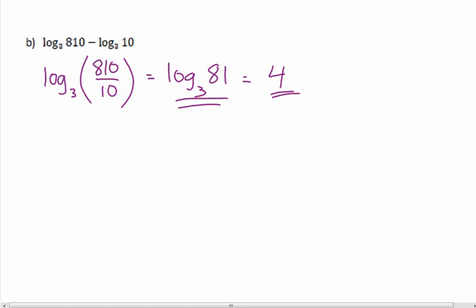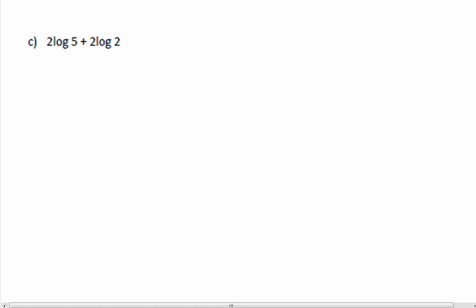Okay, ready to go now? Okay, now here's the thing. The product law and quotient law don't work if there's a number in front of the log. The product law and the quotient law only work if the log's by itself. Okay, so there are 2 ways we can solve this next guy. How do we get rid of the 2 in front of the log? The power law, the exponent, yeah.